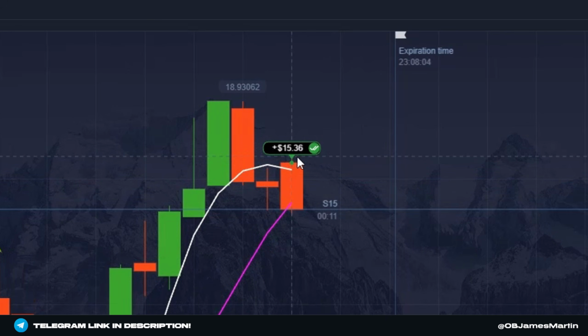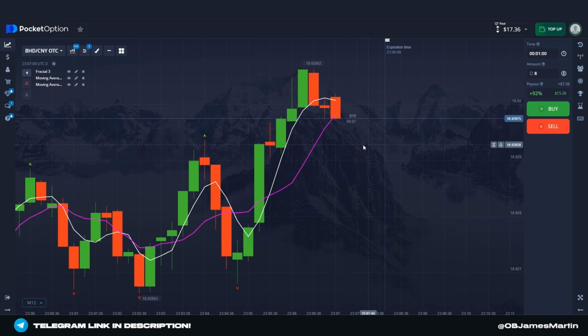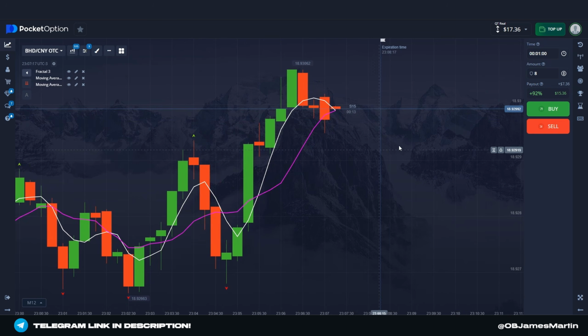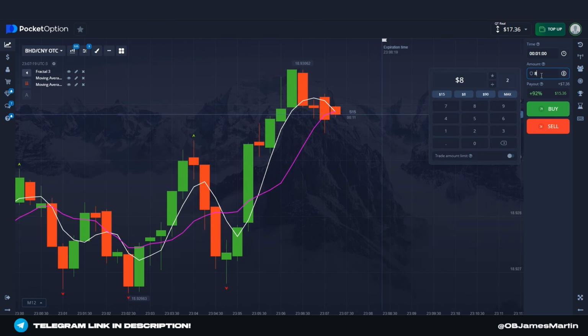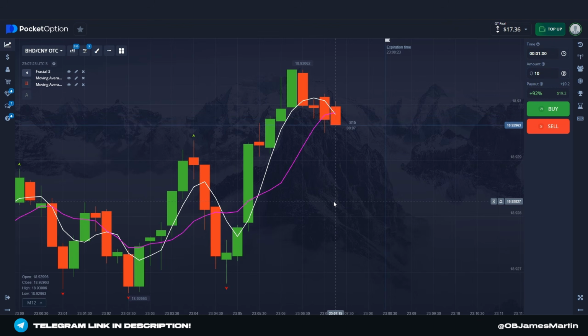And guys, look at this. We got $15.36. It's a really good start. So let's wait for this and try to find another good opportunity. But right now, I'm just going to use $10.